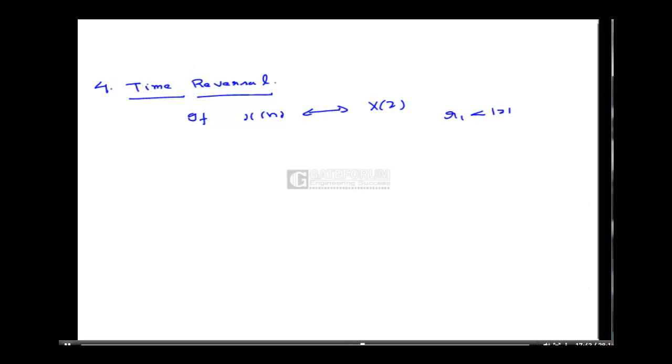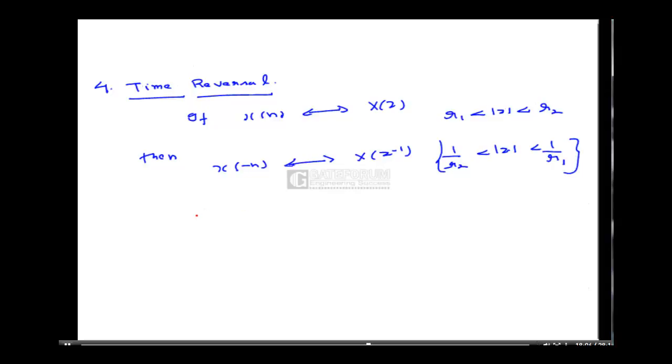Next property is time reversal. Okay, if x(n) has Z transform X(z), assuming ROC is R1 to R2, then x(minus n) will have Z transform X(z to the power minus 1). ROC will be 1 by R2 less than mod z less than 1 by R1.